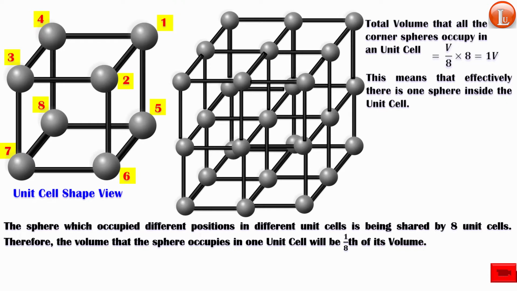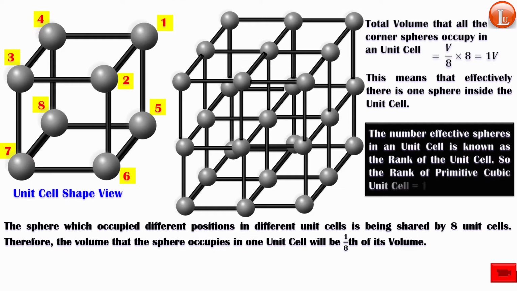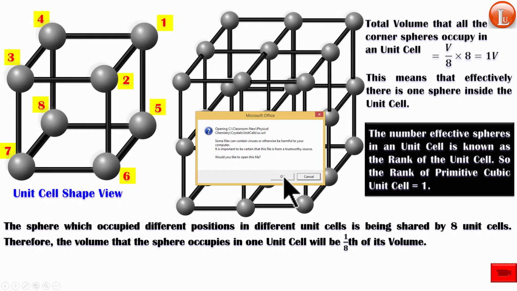And this is called the rank of the unit cell. The number of effective spheres in a unit cell is known as the rank of the unit cell. So the rank of a primitive cubic or simple cubic unit cell is 1. Now let me show you a 3D view of this.